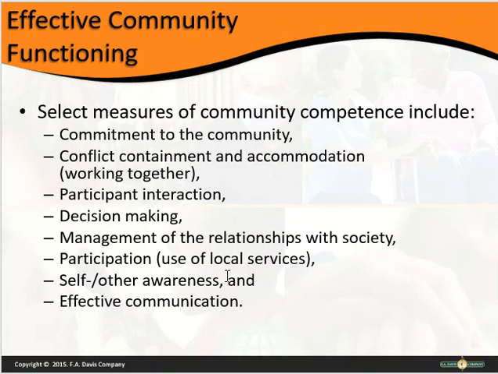Okay, so measures of community competence include commitment to the community. Are the community members sort of disjointed? Is there some common ground? Is there any kind of conflict containment and accommodation? I mean, how does the community work together? Certainly for success, you need participant interaction.